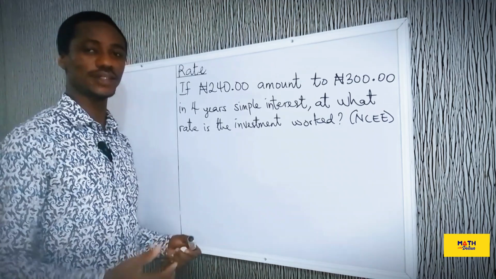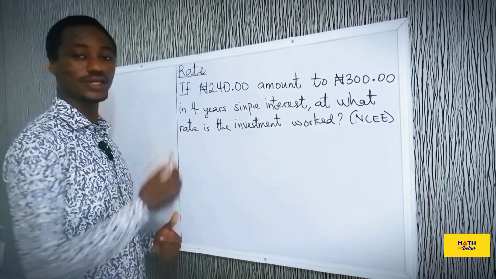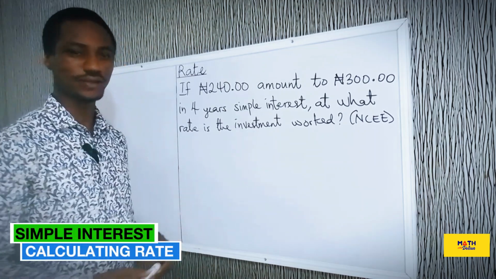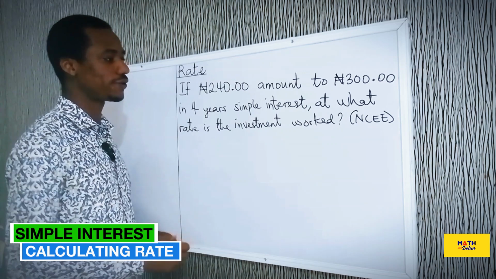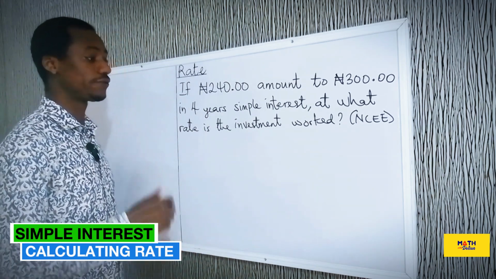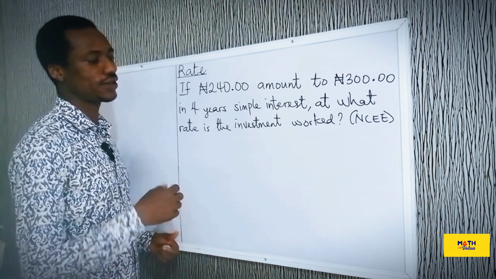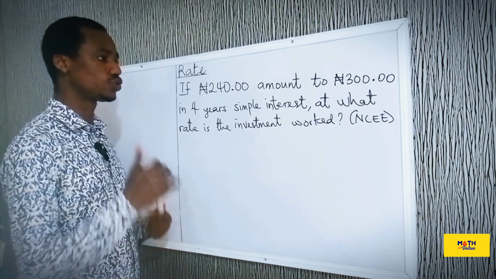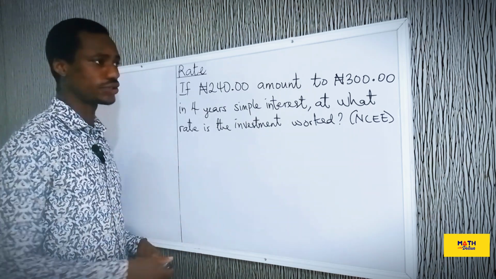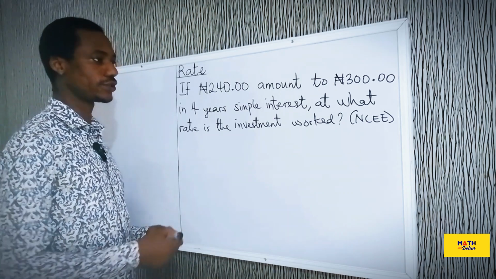All right, we are still on the simple interest series, and we are calculating rate in this question. Let's look at it together. If 240 naira amounts to 300 naira in 4 years, simple interest, at what rate is the investment worked? So 240 naira amounts to 300 naira in 4 years simple interest. At what rate is the investment worked?